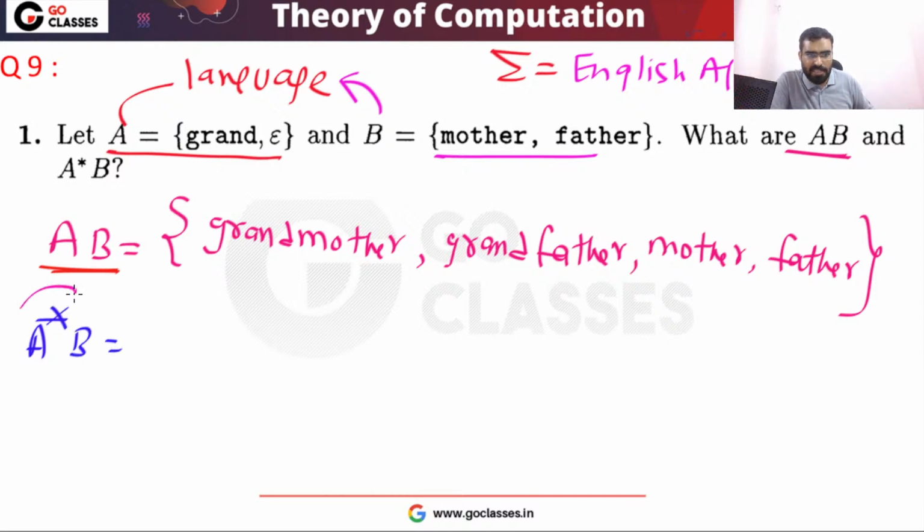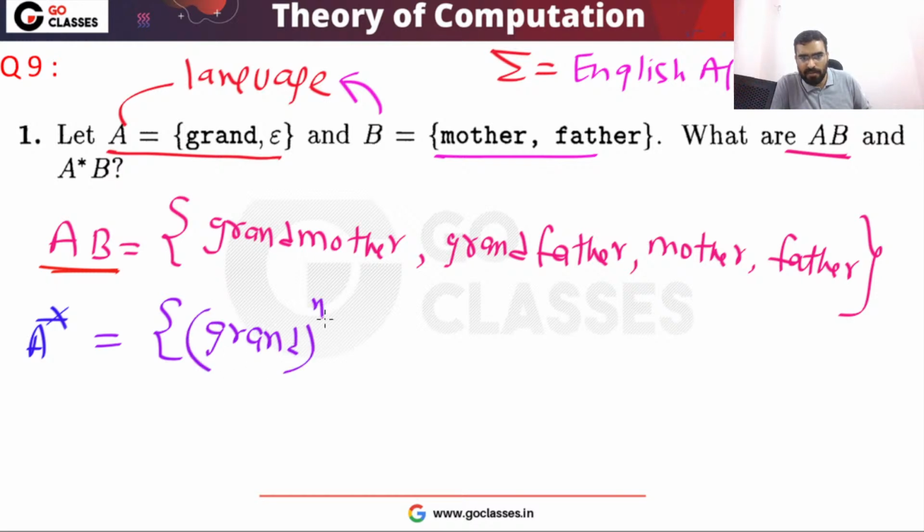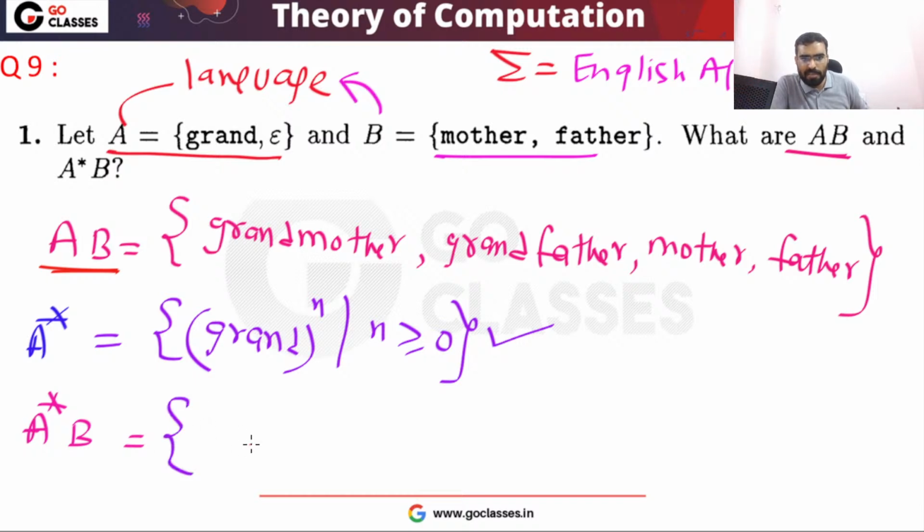A star means basically any sequence of strings of A. First of all, you find A star. Before finding A star B, first you find what is A star. Can anyone tell me what A star is? You can check it. A star is A power n, where n is greater than or equal to 0. So what is A star B? A star B will be A power n followed by these.